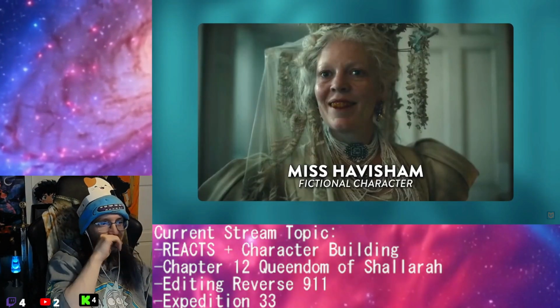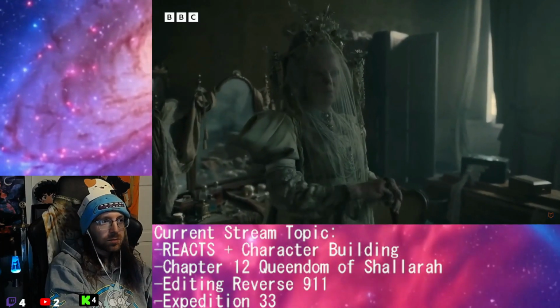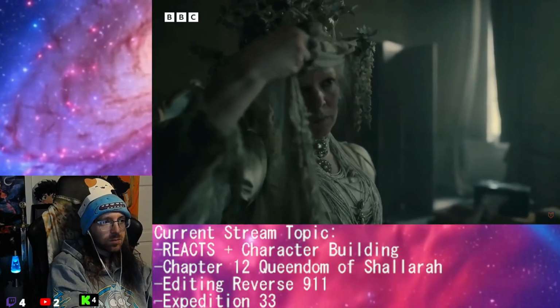Or look at a character like Miss Havisham from Charles Dickens' Great Expectations. She has this core belief that heartbreak stops time. So when she gets jilted at the altar, she spends the rest of her days in that wedding dress, letting it get more and more tattered, letting it yellow. Her appearance is frozen in time, kind of like her emotional state.